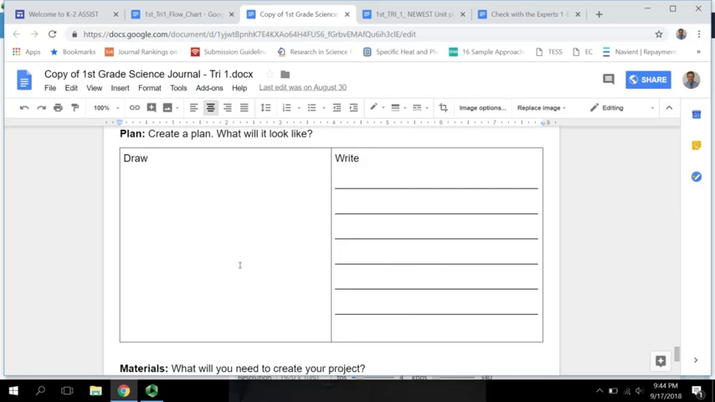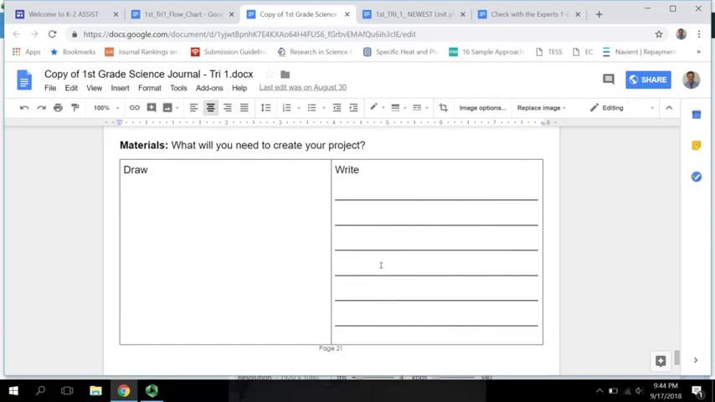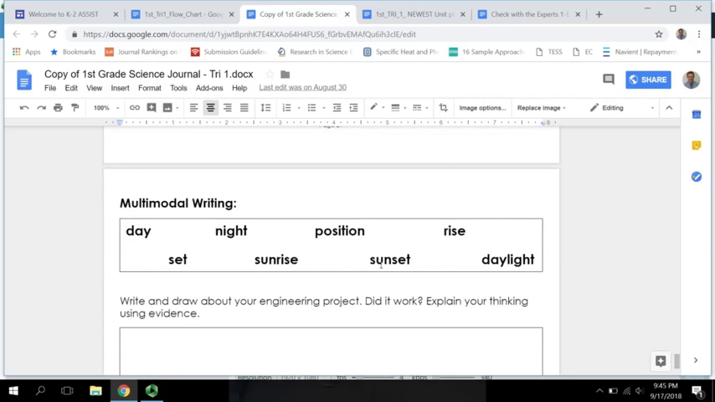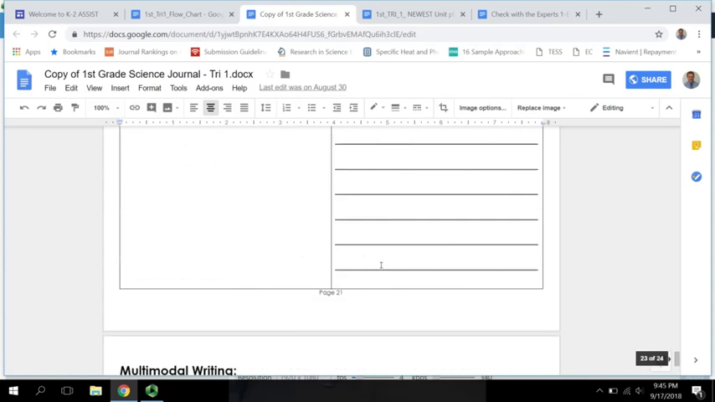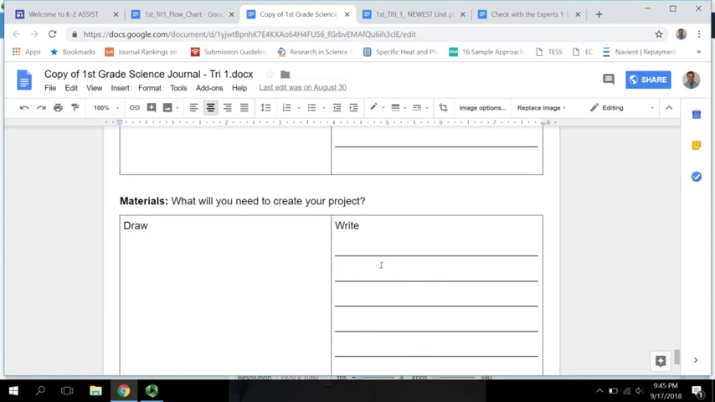So they would draw their picture here and write their ideas. Then they need to come up with the materials you would need, and you could show that to them. Then they're going to create it and test it. And after they make their sundials, you could take them outside and test them.